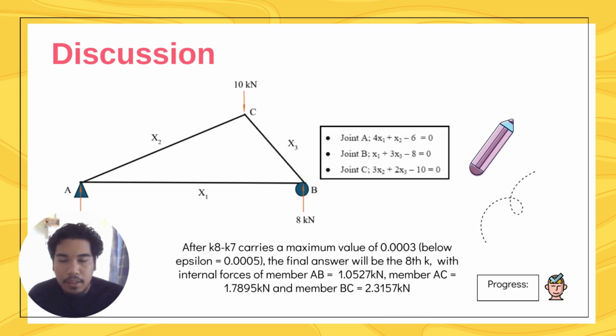In the calculation, using the table of the value of k, after k8 minus k7 carries a maximum value of 0.0003, which is below the epsilon value, 0.0005. The final answer will be the 8th value of k, with the internal force of member AB equal to 1.0527 kN, the internal force of member AC equal to 1.7895 kN, and finally the internal force of member BC equal to 2.3157 kN.